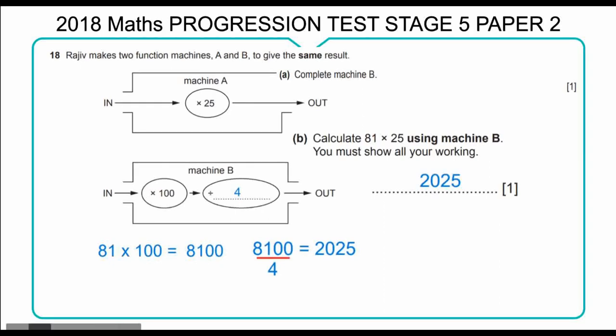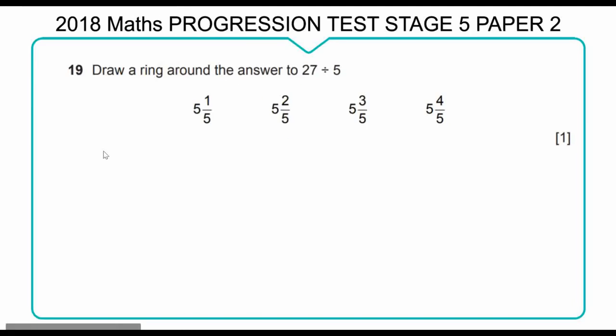Next, we move on to question 19. Draw a ring around the answer to 27 over 5. 10 seconds.